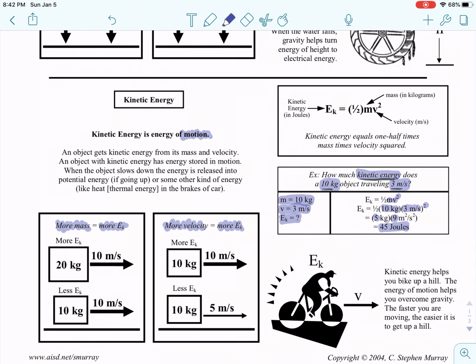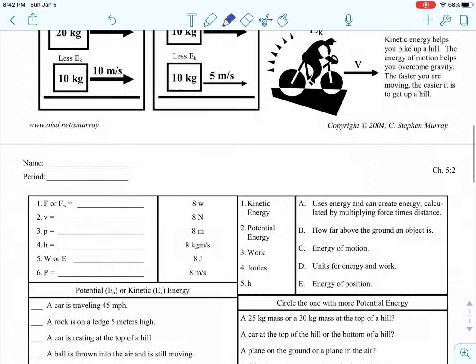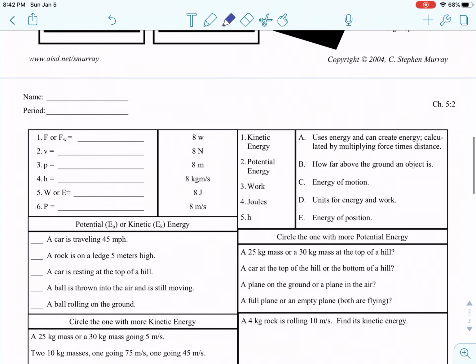So let's take a look at this, because this is all review for us so far. And that's the second page, and it just gets practice with it. So the first one here is we are dealing with units. So in this first problem, it's got a whole bunch of different letters here: force, velocity, P, H, W, capital P.